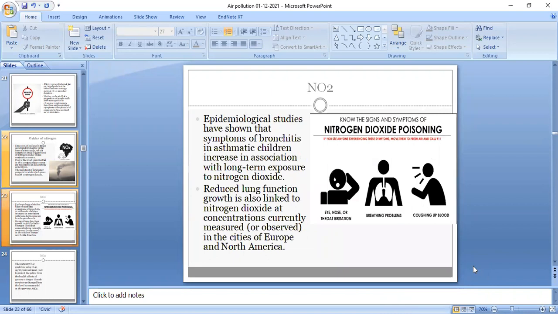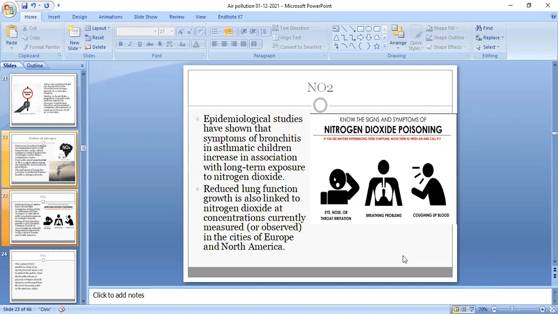Epidemiological studies have shown that symptoms of bronchitis in asthmatic children increase in association with long-term exposure to nitrogen dioxide. Reduced lung function growth is also linked to nitrogen dioxide at concentrations currently measured or observed in the cities of Europe and North America. Now, what are the signs and symptoms of nitrogen oxide poisoning?